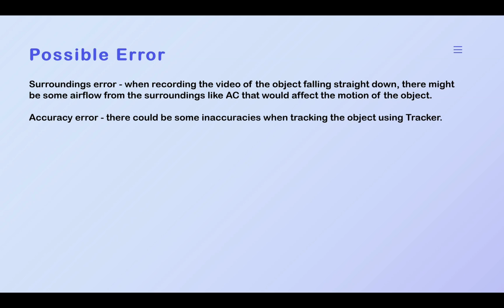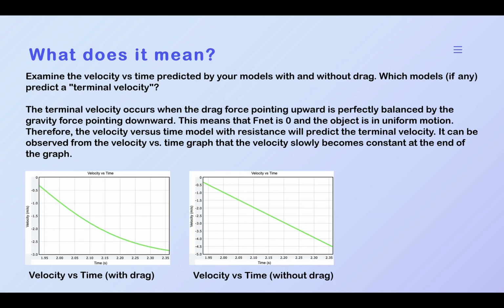There are two possible errors. The first one is the surroundings error. When recording the video of the object falling straight down, there might be some airflow from the surroundings, like from the air conditioner, that would affect the motion of the object. And the second one is the accuracy error, that there could be some inaccuracies when tracking the objects using Tracker. Then here are my answers to the follow-up questions.